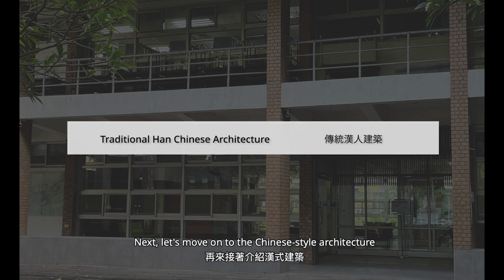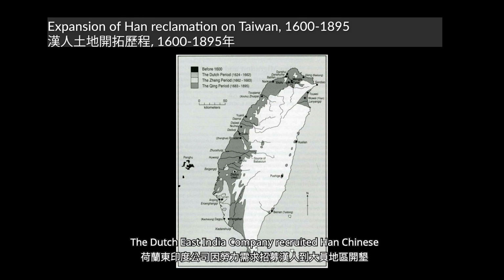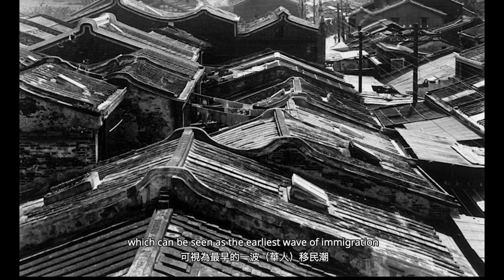Next, let's move on to the Chinese-style architecture. Before the Dutch established their trading posts, there were already many Han Chinese activities in Taiwan. The Dutch East India Company recruited Han Chinese to cultivate the land around Dayuan area due to labor demands, which can be seen as the earliest wave of immigration.